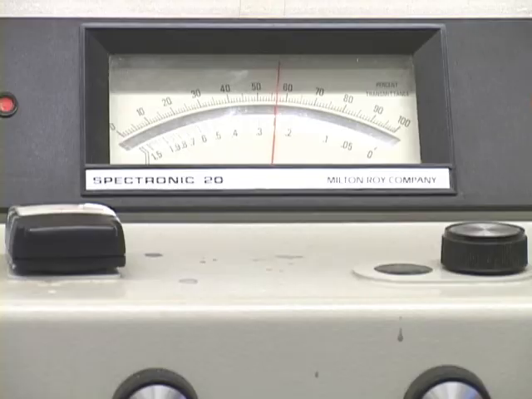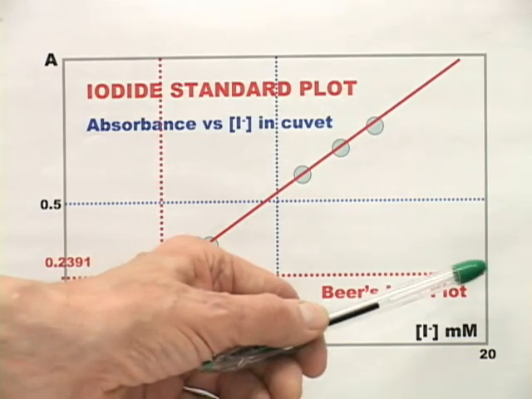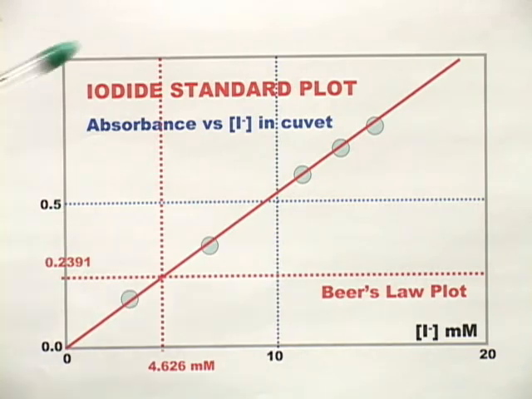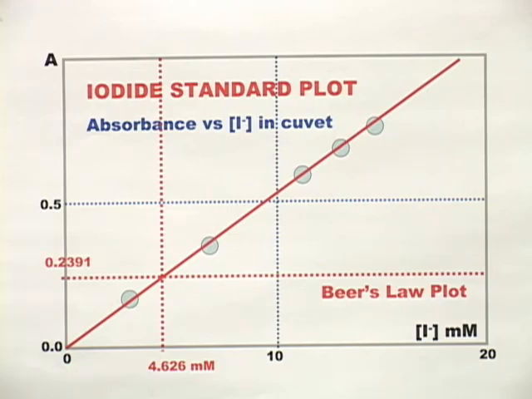To determine iodide ion, draw a line parallel to the bottom of your standard plot at the measured absorbance. Then drop a perpendicular where this line crosses the standard plot. Again, make sure the top and bottom of this perpendicular are at the same concentrations.